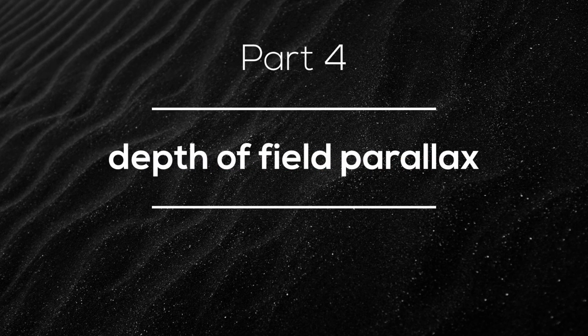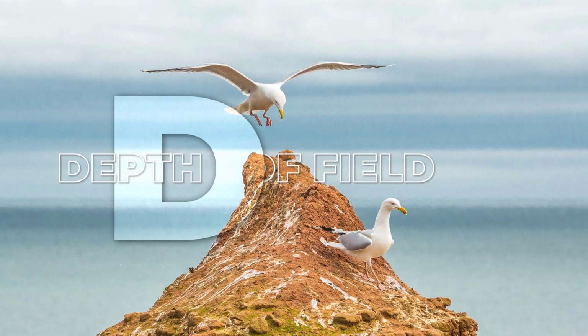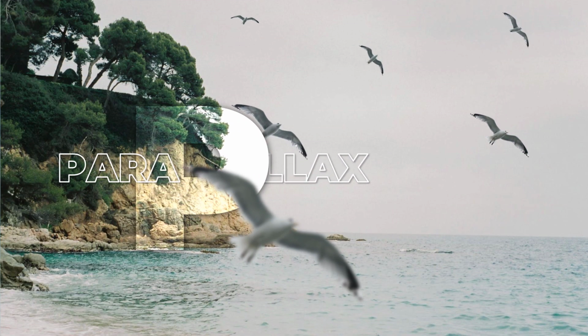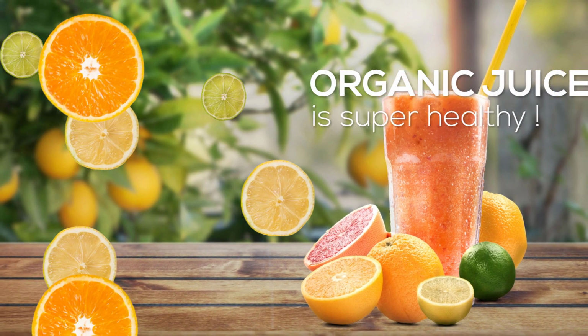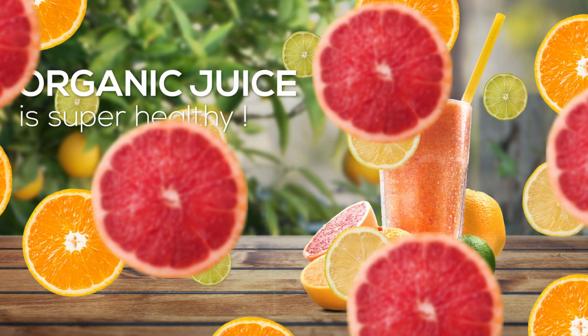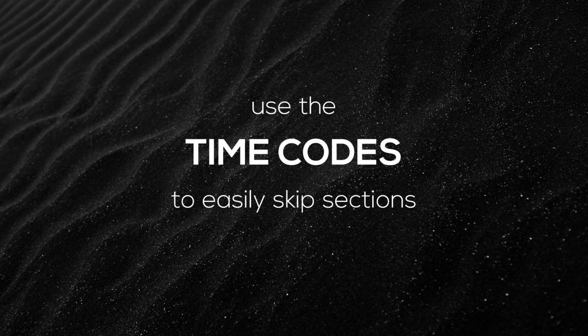Today, in part 4, we'll be talking about creating a depth of field parallax with float-in objects. And then we'll learn how to create a depth of field parallax using 3D objects. This video will be pretty long, so use the time codes to skip sections and watch at your own speed. So let's get cracking.